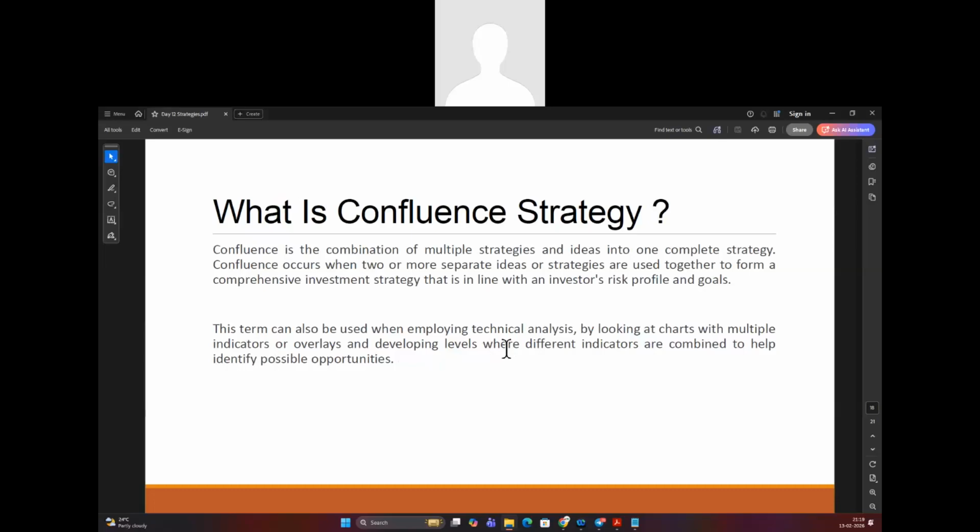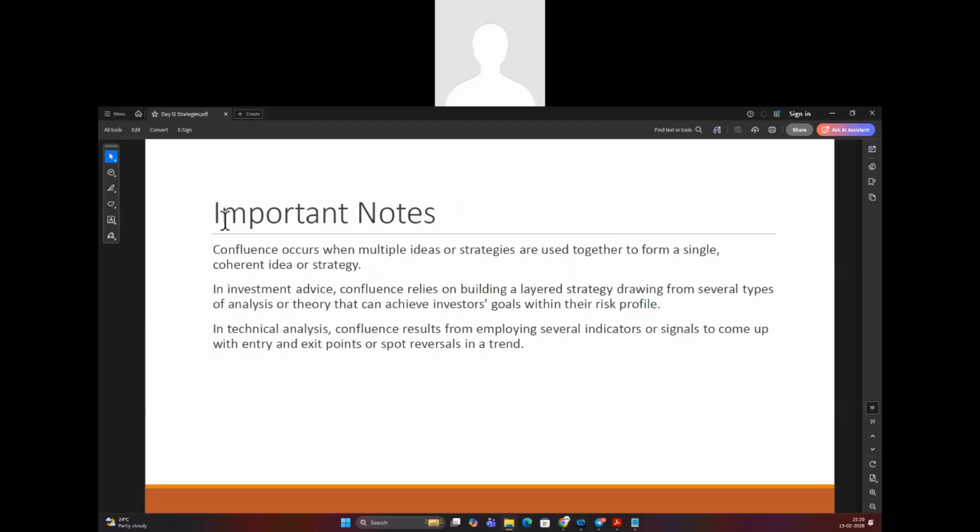As I told you, we build wealth not in one day but over 10 years. Traders usually build their wealth after 10 years only. Only when you are able to cross 10 years will you be holding crores of rupees. No doubt in that. So that is the confluence strategy. Important notes: confluence occurs when multiple ideas come together.